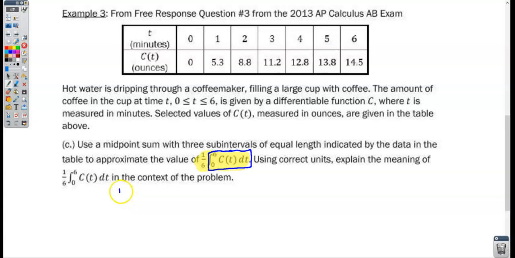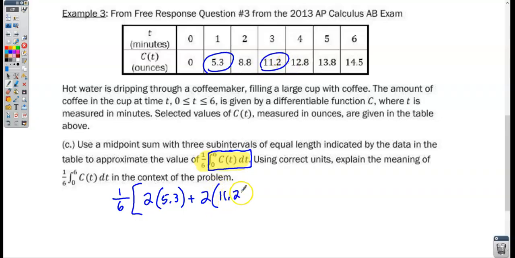All right, so I'm going to have 1/6 times the midpoint sum. We're using 3 subintervals, so the interval from 0 to 2, 2 units wide, and the value at the midpoint is 5.3. Next interval is 2 units wide. I could factor out the 2 here, but I've already started, so I'm not going to do that. And then the last interval from 4 to 6, it's again 2 units wide, and my height's 13.8.